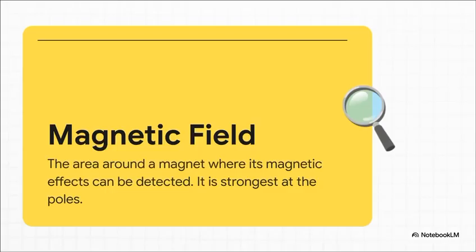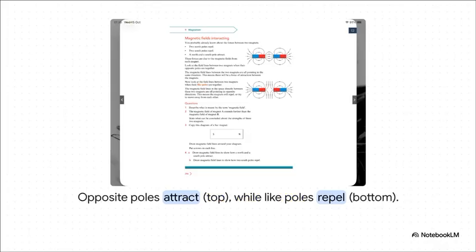But here's the cool part. That force isn't just stuck to the magnet's surface. No, it actually extends out into this invisible bubble of influence all around it. We call that the magnetic field, and it's always strongest right at the poles. And this right here shows the number one most fundamental rule of magnetism. See how the lines from opposite poles are reaching out and connecting? That's attraction. But look what happens when you try to push two of the same poles together, like two norths. The lines literally push away from each other. They repel. It's the classic opposites attract.